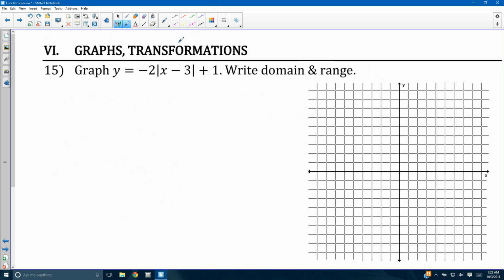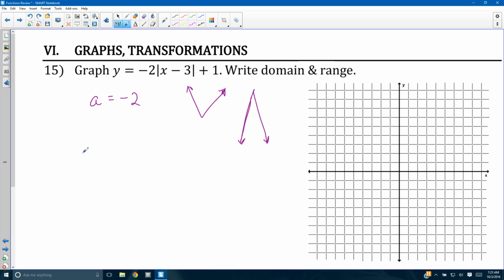Number 15, graph y equals negative 2 times the absolute value of x minus 3, plus 1. Write the domain and range. Okay, your stretch factor is negative 2. This will be a downward facing, vertically stretched absolute value function, which is a V shape. So here's the parent graph. Our graph is going to look more like that, downward.